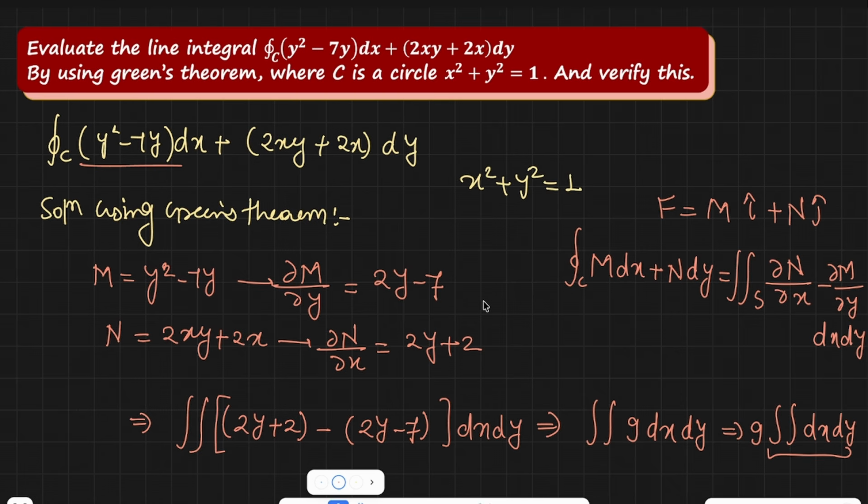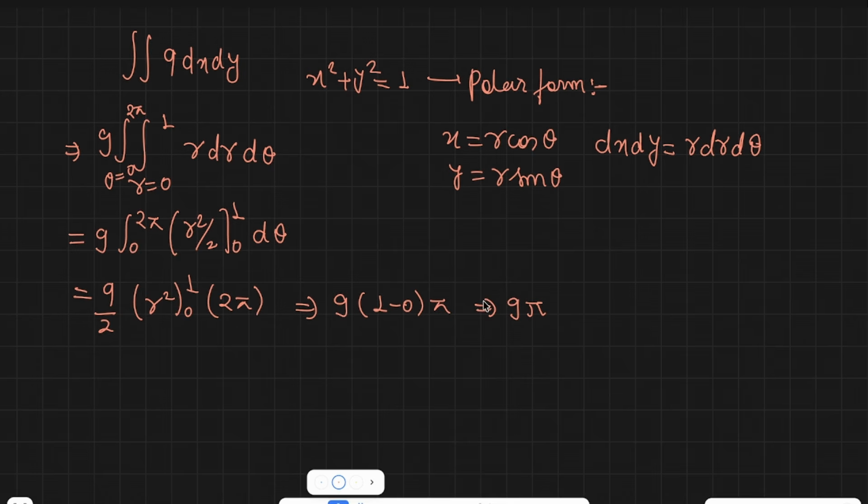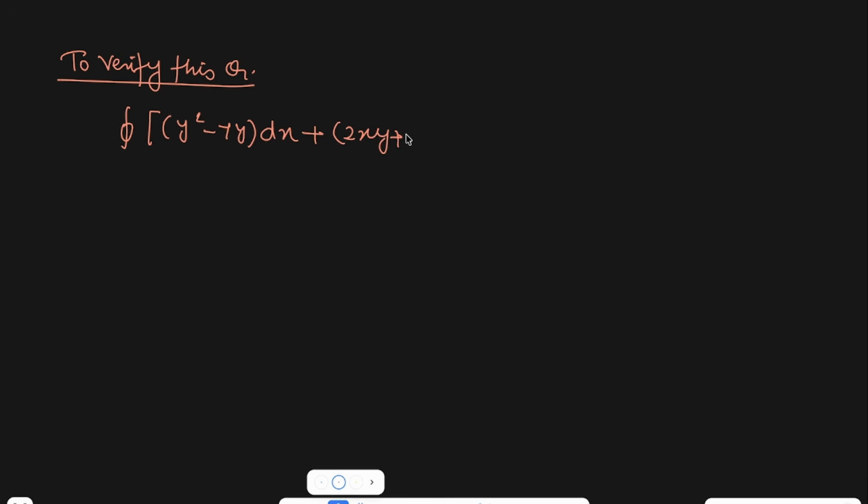But to verify the solution, you solve by taking the parameter of a circle. So in that case, how do we solve this question? Let's say this is the verification. Now you have to solve this problem, y square minus 7y dx plus 2xy plus 2x dy, using the simple line integral concept.